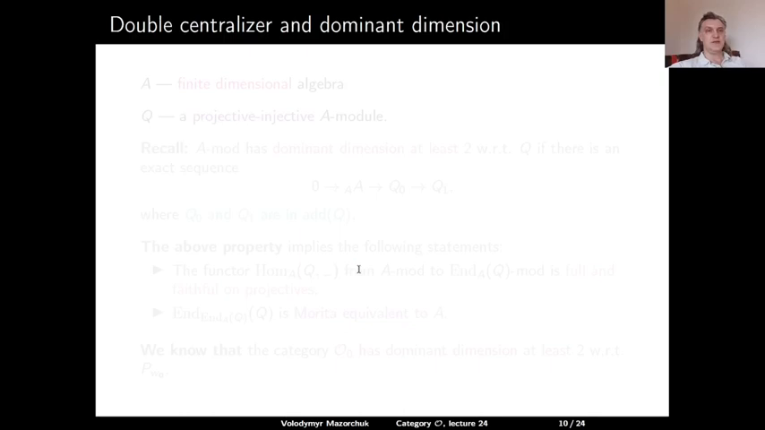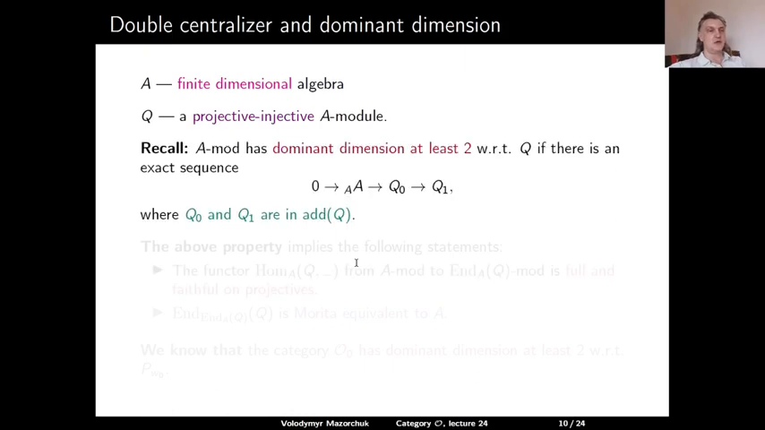In order to proceed, we need to recall the double centralizer property and the dominant dimension property. Let A be a finite dimensional algebra and Q a projective injective A module. Recall that A mod has dominant dimension at least 2 with respect to Q if there is an exact sequence: you can take the projective generator, embed it into a projective injective module, such that the cokernel of this embedding again embeds into a projective injective module in the additive closure of Q.